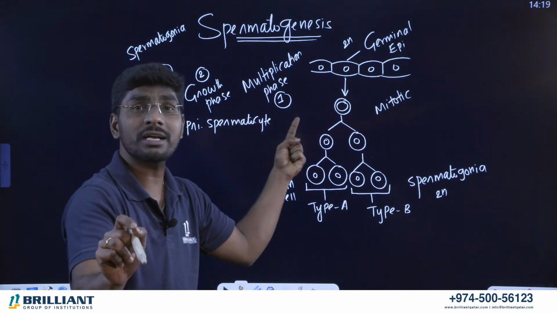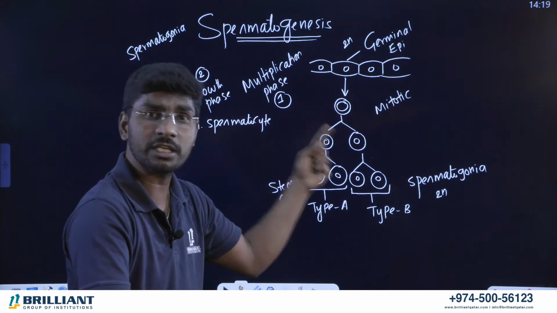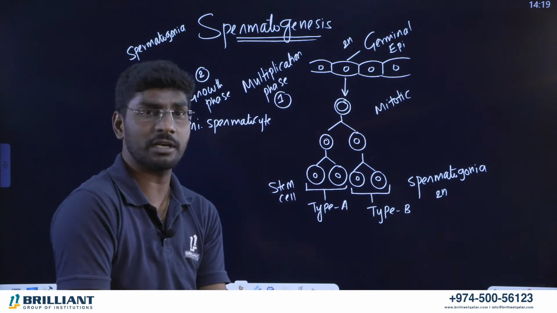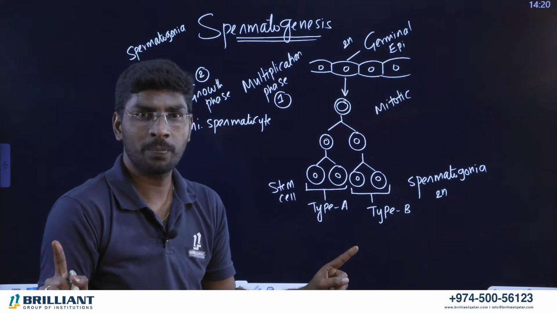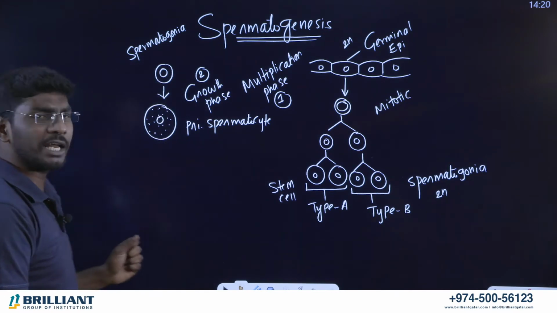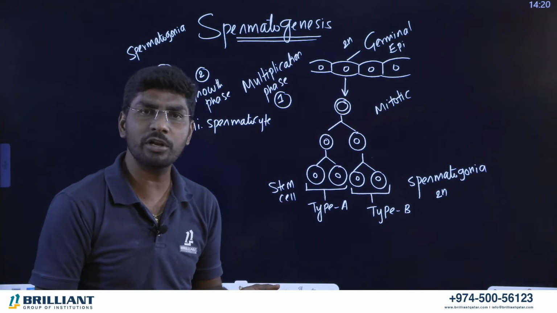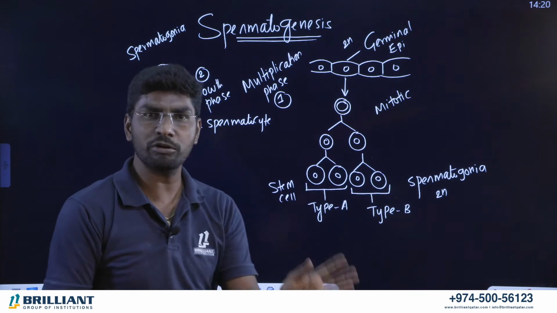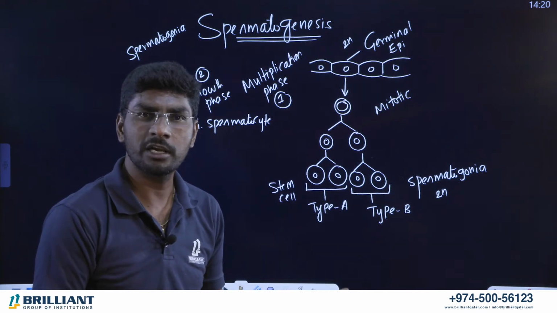You should not write the primary spermatocyte first, and after that spermatogonia, and after that the germinal epithelium. No, it's completely wrong. I hope you're following me, right? Now look here. Primary spermatocyte. Can anyone tell me, is the primary spermatocyte haploid or diploid? Did I mention any mitotic or meiotic division taking place in the growth phase?